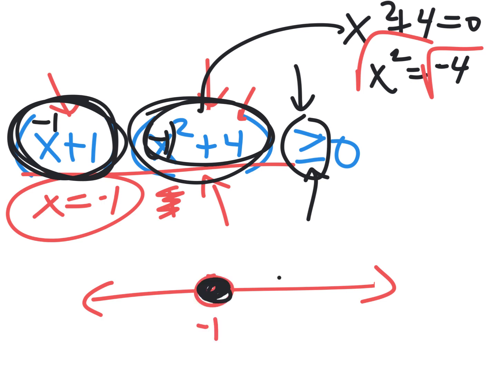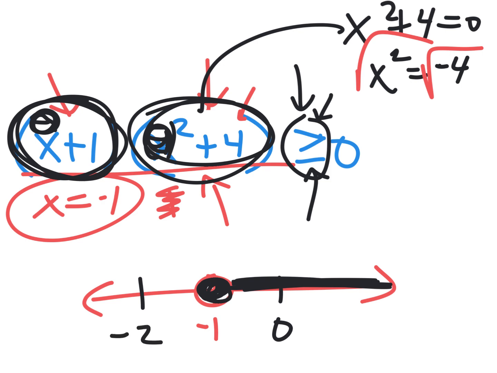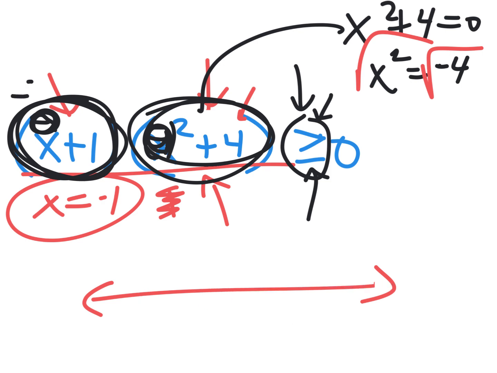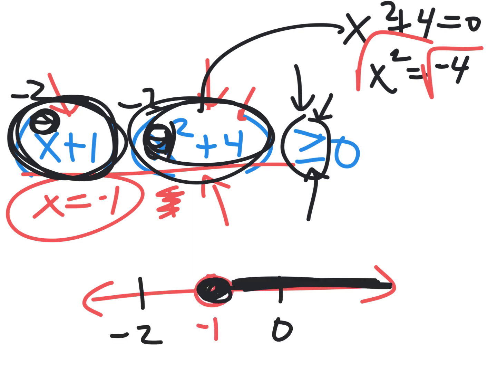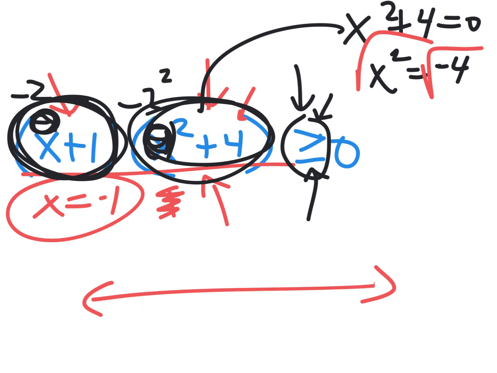And now you test something bigger than -1, like 0. Put in a 0 here, put in a 0 here, and you get 1 times 4, which is 4, which is positive. Positive numbers are greater than 0. I tested 0 and it worked. Guessing it's not going to work here, but I'm going to double check. Putting in a -2 and a -2, but remember it gets squared right away.